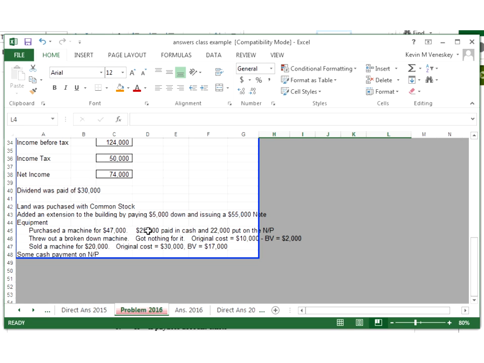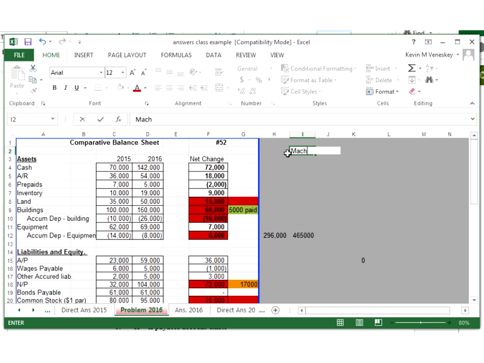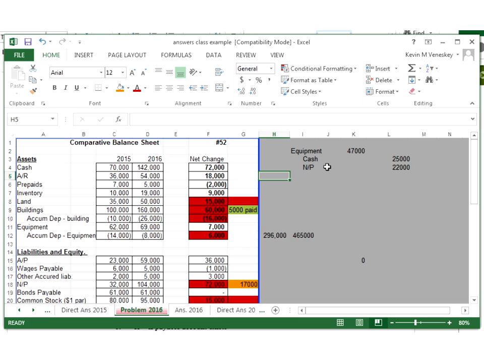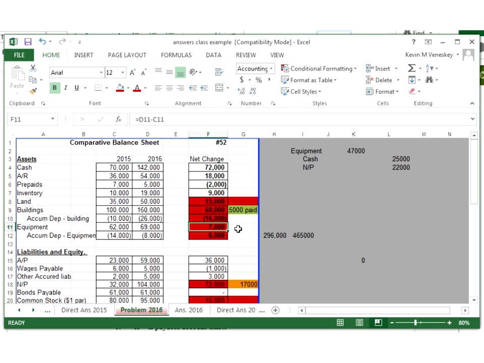Okay, let's go down here. Purchase a machine, $25,000 in cash, $22,000 on a note. So my journal entry would have been equipment for machine, that doesn't really matter, equipment of $47,000. Credit my cash, I spent some of it on cash, down payment, and then the rest of it was on a note, $22,000. All right, so now my equipment, obviously the $7,000 I'm not going to use because other things have happened.